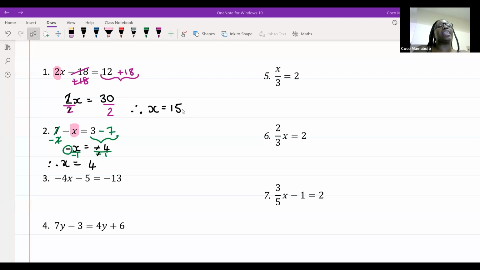All right, let's look at this next one over here. Remember, guys, again, I am isolating x. I want x on its own. So I'm going to move everything else to the other side.